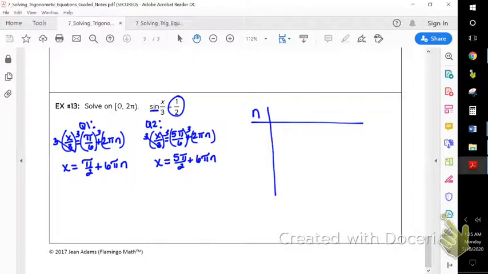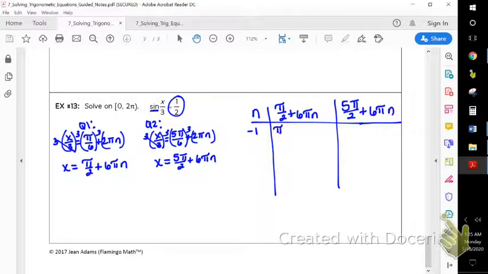Alright, so there's my n column. I have pi over 2 plus 6 pi n, and I have 5 pi over 2 plus 6 pi n. So I'm going to start out with n is negative 1. And so I got pi over 2 minus 6 pi. That's 1 pi over 2 minus 12 pi over 2, which is negative 11 pi over 2. That's not between 0 and 2 pi.